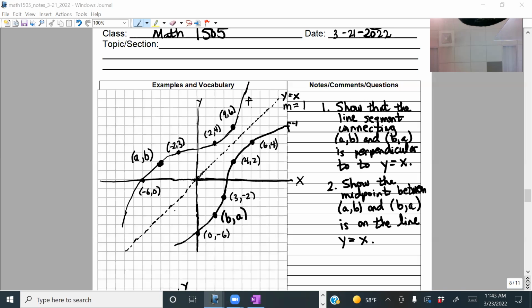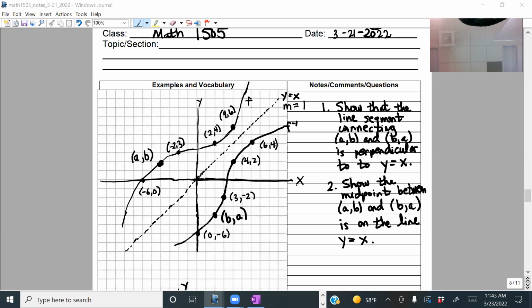Now how in the world can I demonstrate that? Well, we're going to use tools that we already know, things that we've already learned about. It's just some facts from geometry of rectangular coordinate systems that allow us to discover this relationship.